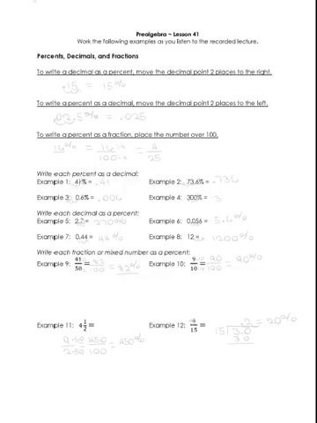If we're going to write a decimal as a percent, we have to move the decimal point 2 places to the right and add a percent sign. In other words, if we had the decimal 0.15 and we wanted to represent that as a percent, we would move the decimal 2 places to the right. It would be 15, and we would add the percent sign.